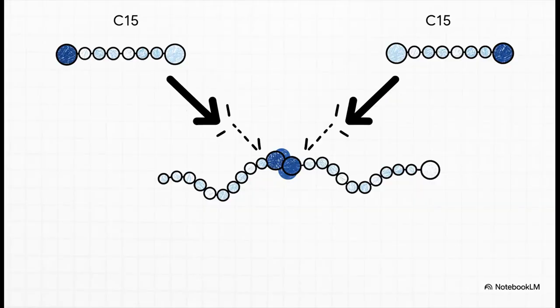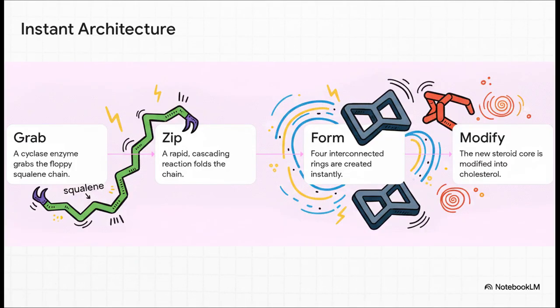Let's zero in on cholesterol for a moment, because how it's made is just spectacular. It all starts with this molecule right here, squalene. As you can see, it's a long, floppy 30-carbon chain made by fusing two of those 15-carbon units together, head-to-head. And here comes the magic trick. This is one of the most dramatic events in all of biochemistry.